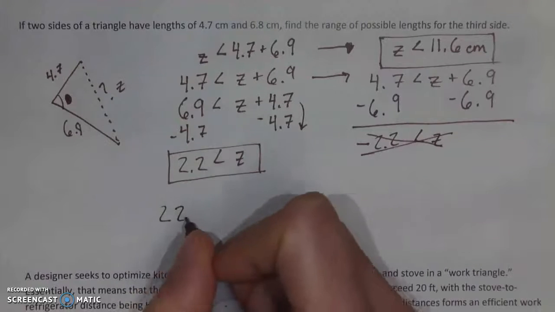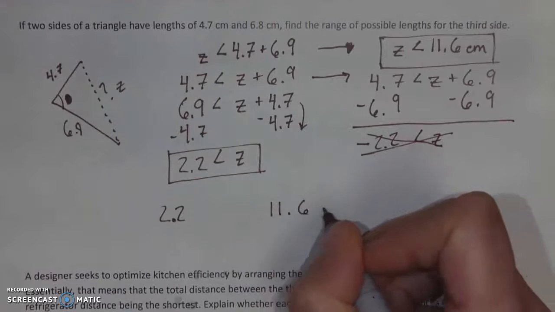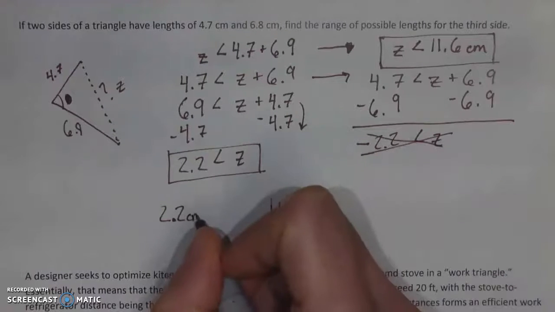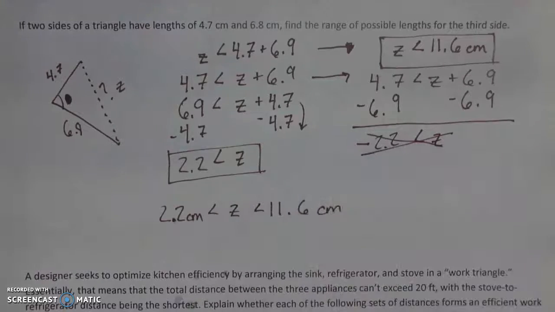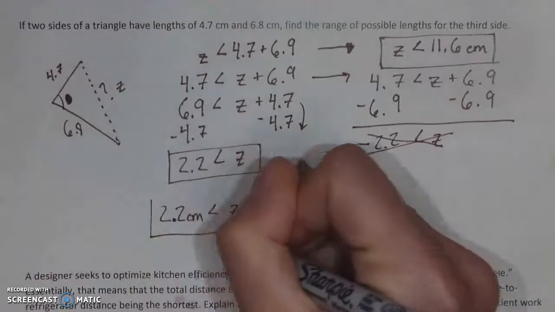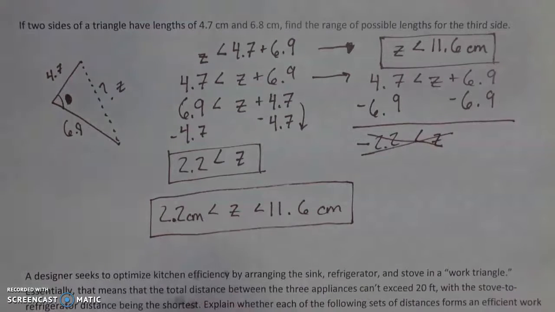So we put that range like this. You put the smaller number on the left, the larger number on the right. Don't forget we do have units here. And since you want z between those two, go ahead and stick z right in the middle. Those are the restrictions that we have for the measurements of our third side, or the measurements of z.